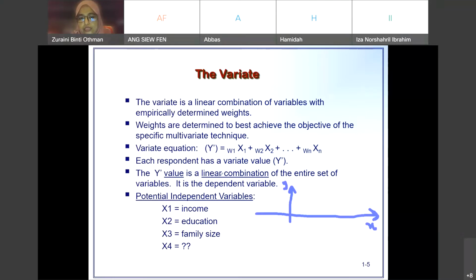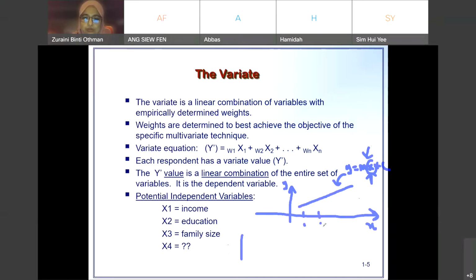The Y value is a linear combination of the entire set. If we have this kind of graph, this graph is a straight line, a linear graph. Y is equal to mx plus c. Is x the independent or dependent variable? Independent, correct. And y is dependent.